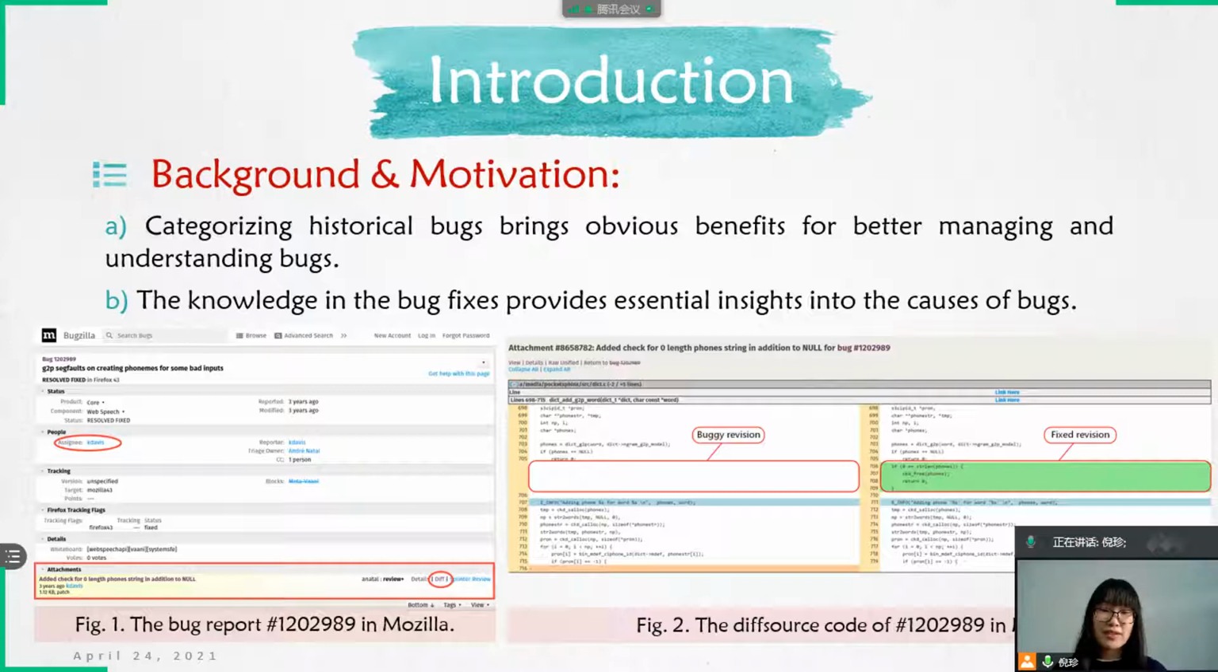So, with a better understanding, one can then plan the best course of action to minimize the future impact of bugs. In fact, many classification schemas such as ODC, CWE, etc. have been widely used to manage bugs in various software projects.